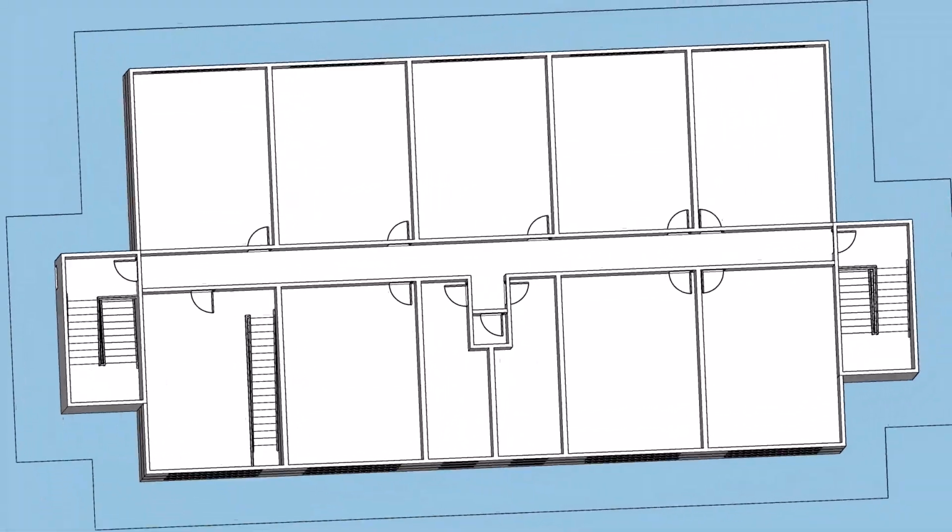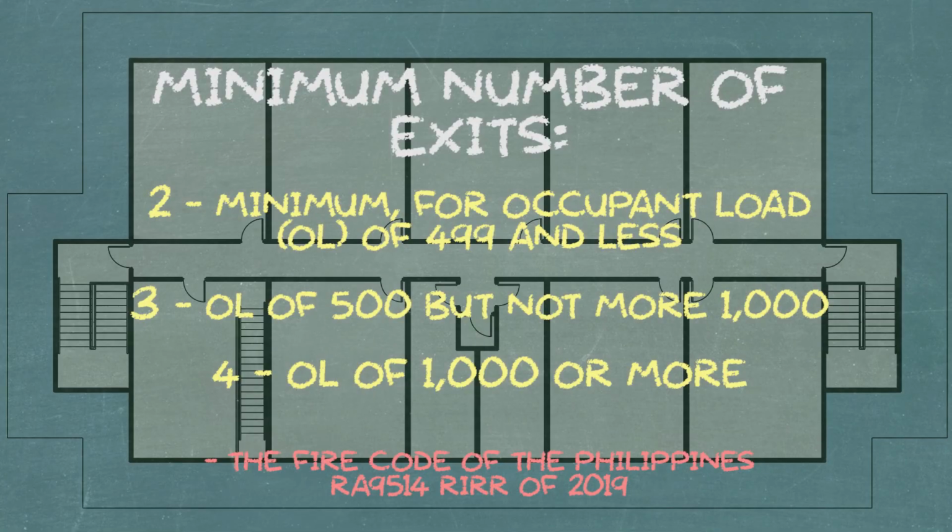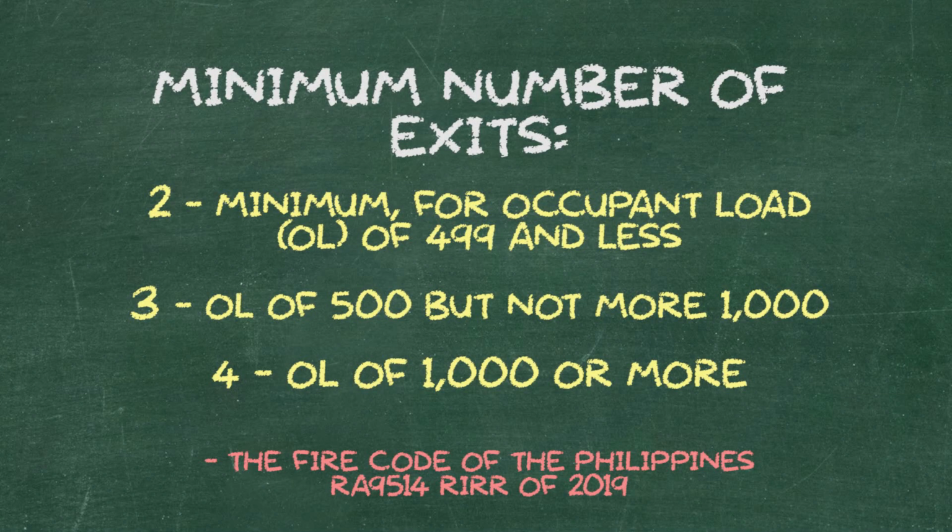Balikan natin ang ating sample plan. As per code, the minimum number of exits for any given floor shall be 2. Maaaring dumami ang required exits depending on the total occupant load computed for the whole floor. 2 exits are required for occupant load of 499 and less. 3 exits are required for occupant load of 500 but less than 1,000. And 4 exits or more are required for occupant load of 1,000 and above.